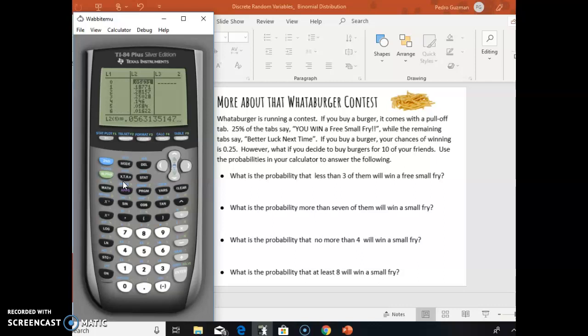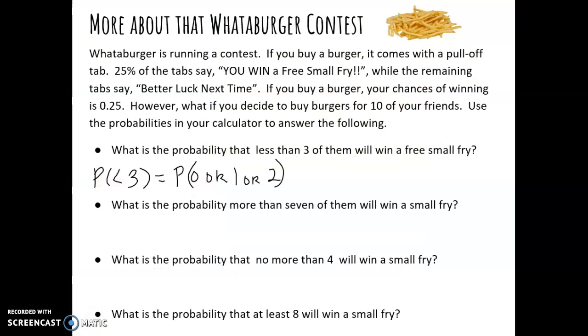Okay, so what is the probability that less than 3 of them will win a small fry? What's the probability that less than 3 of them will win a small fry? So how many successes would be less than 3? Less than 3 would be 0, 1, or 2. So what you have to do is you have to add the probability of 0, 1, and 2 together. Okay, so the probability that it's less than 3 is the same as the probability of 0 or 1 or 2, because those are the numbers that are less than 3.